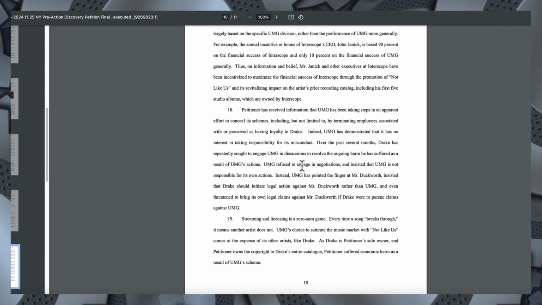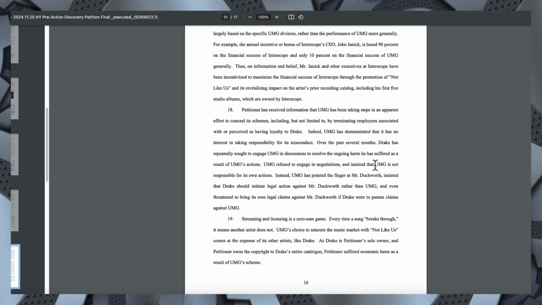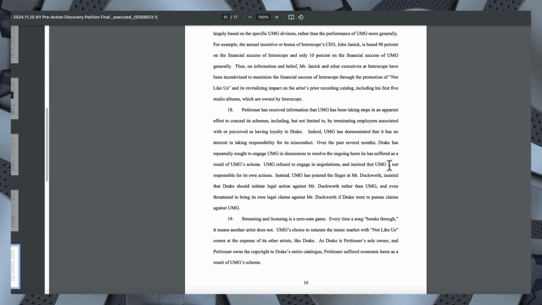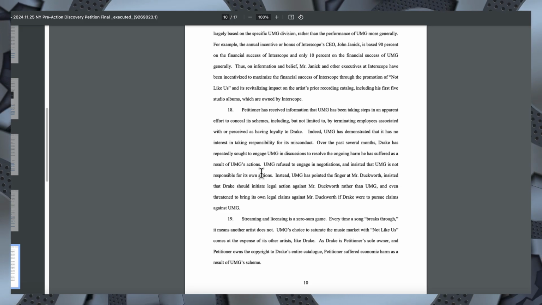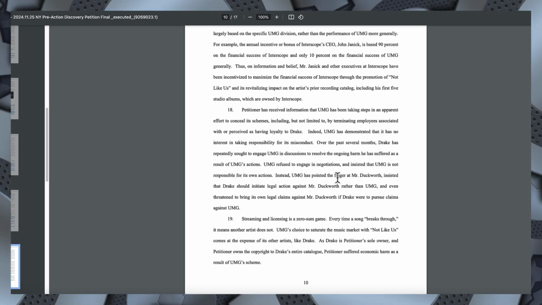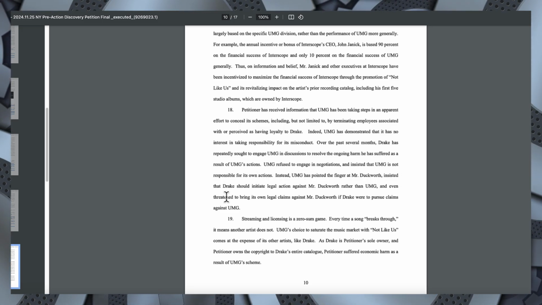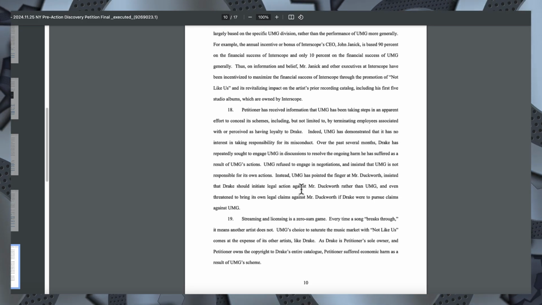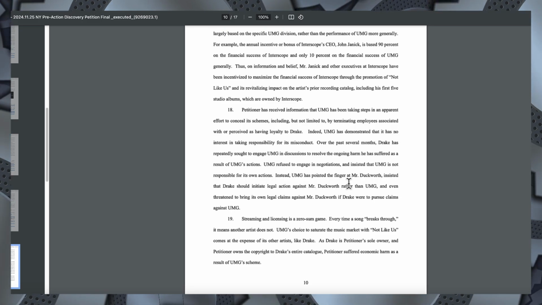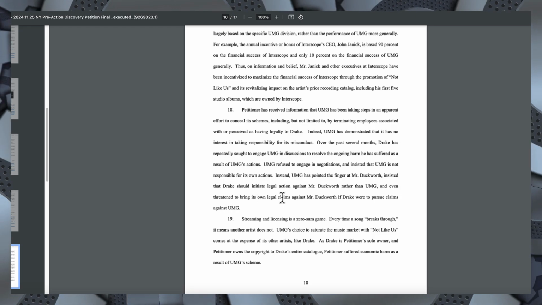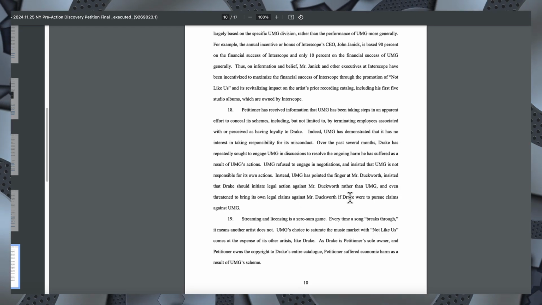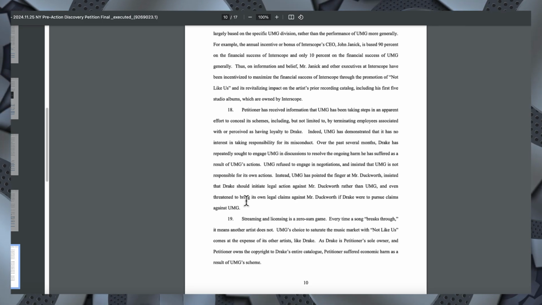UMG refused to engage in negotiations and insisted that UMG is not responsible for its own actions. Instead, UMG has pointed the finger at Mr. Duckworth, insisted that Drake should initiate legal action against Mr. Duckworth rather than UMG, and even threatened to bring its own legal claims against Mr. Duckworth if Drake were to pursue claims against UMG.